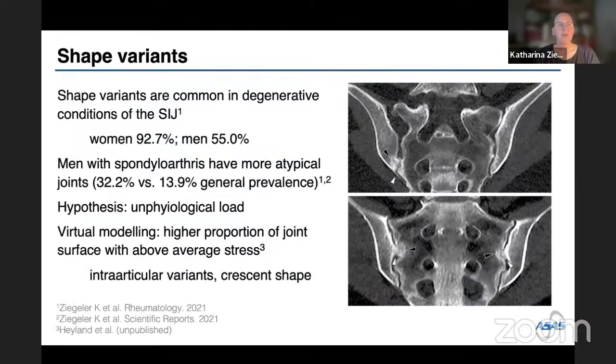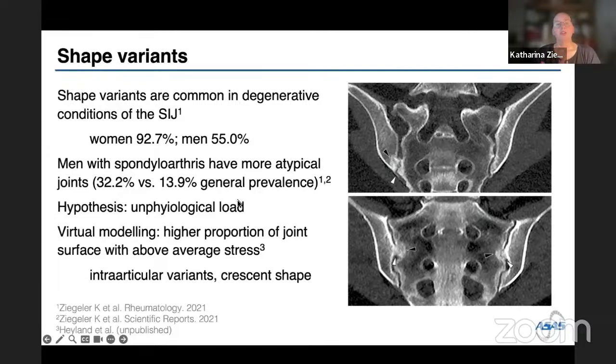So what do we know about shape variants so far? Firstly, we know that they are very common in people that have a degenerative or mechanical disease of the sacroiliac joint. In a study from our group, we found that almost all of the women and more than half of the men with clinically diagnosed mechanical joint disease, so osteoarthritis or osteitis condensans of the sacroiliac joint, actually had atypical joints. Furthermore, men with spondyloarthritis have more than double the prevalence of atypical joints compared to the general population.